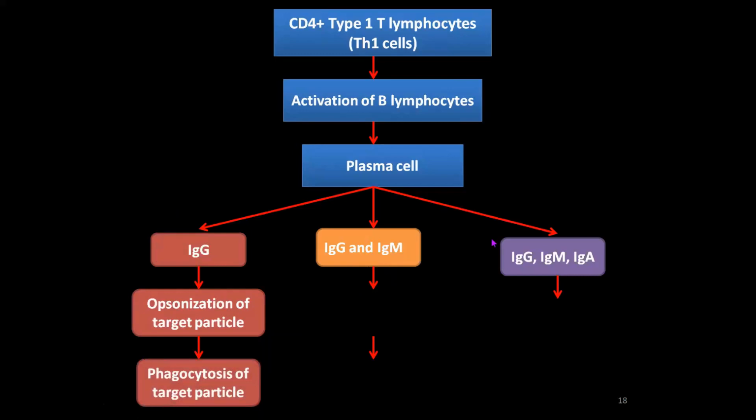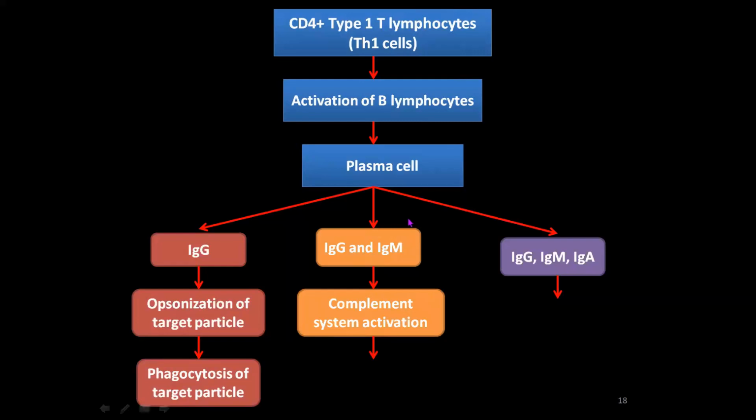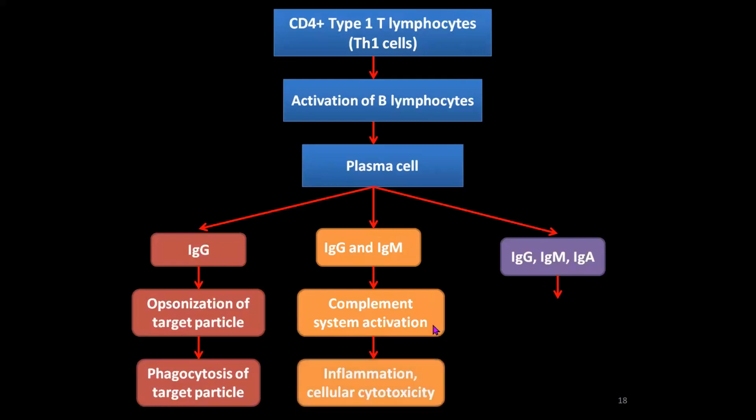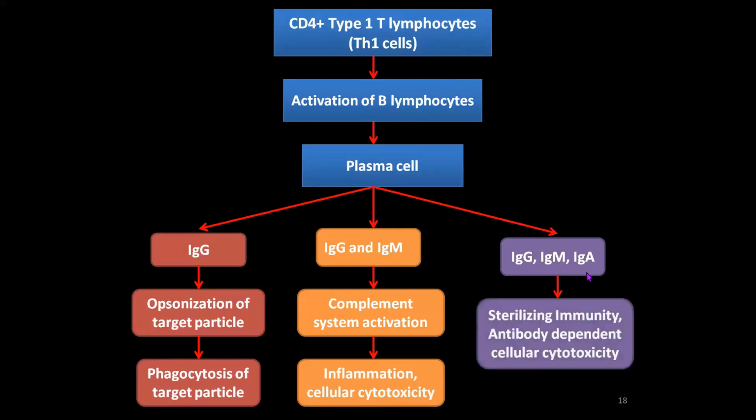IgG and IgM can activate complement system. Complement system activation leads to inflammation and cellular cytotoxicity. IgG, IgM, and IgA play a role in sterilizing immunity and antibody-dependent cellular cytotoxicity. For details, you will have to read these individual topics in different chapters.